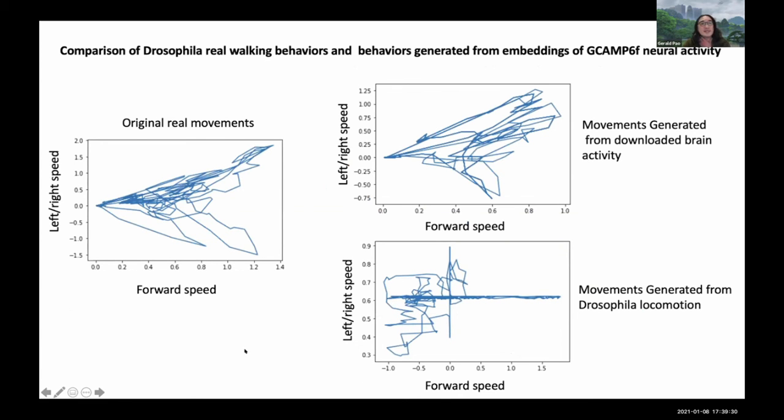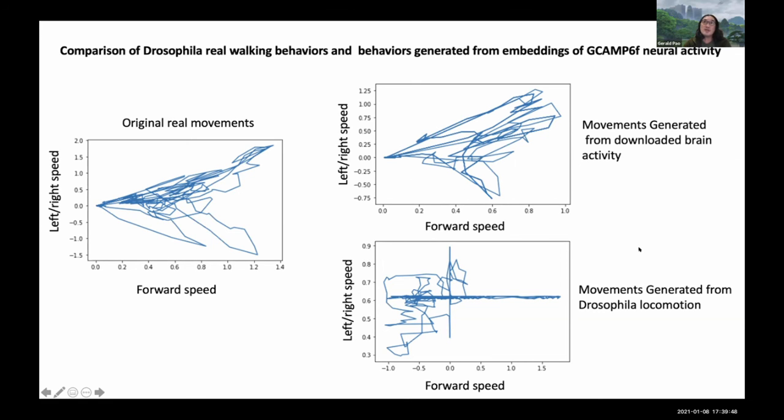So here you have the left-right speed. This is the phase portrait of the movement of the fly, and this is the real movement. And then if we use the manifold network, this is the shape, these are the left-right speeds and the forward speeds that you actually have.